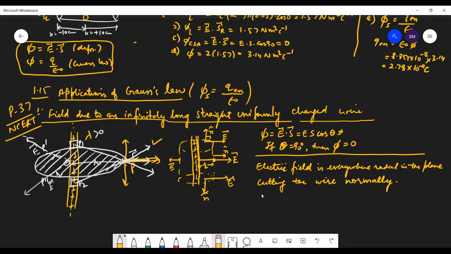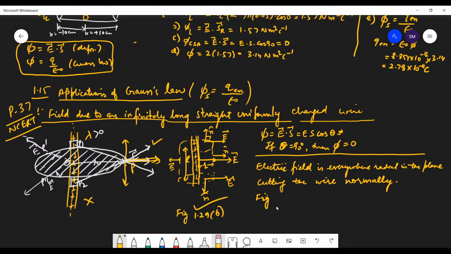Now we are going to calculate the field. We can write from the figure. So this is the figure that you need to draw. This figure is not required in the exam, this figure you need to make. This is figure 1.29b, this you can draw. The length of this Gaussian surface is L and the radius is R.